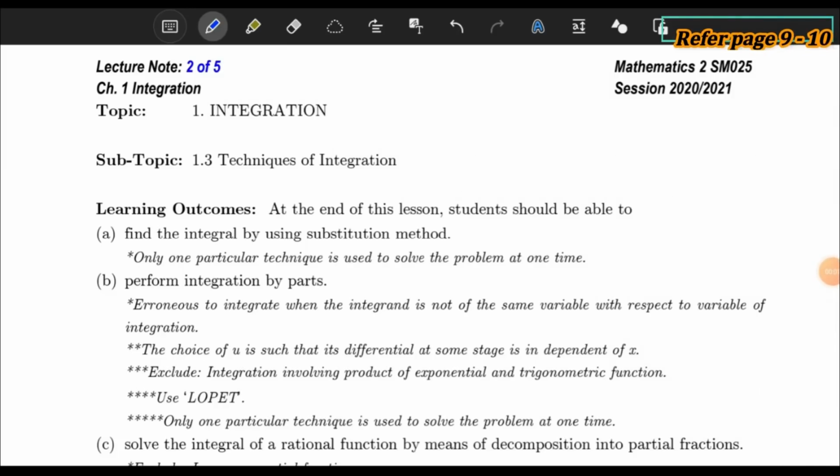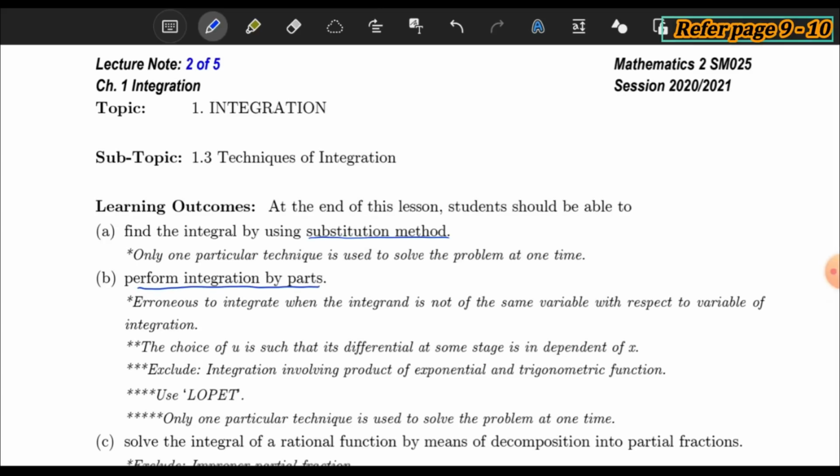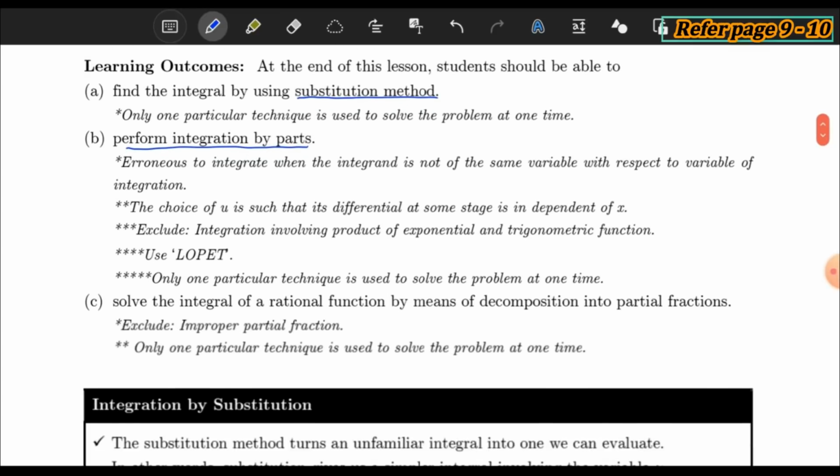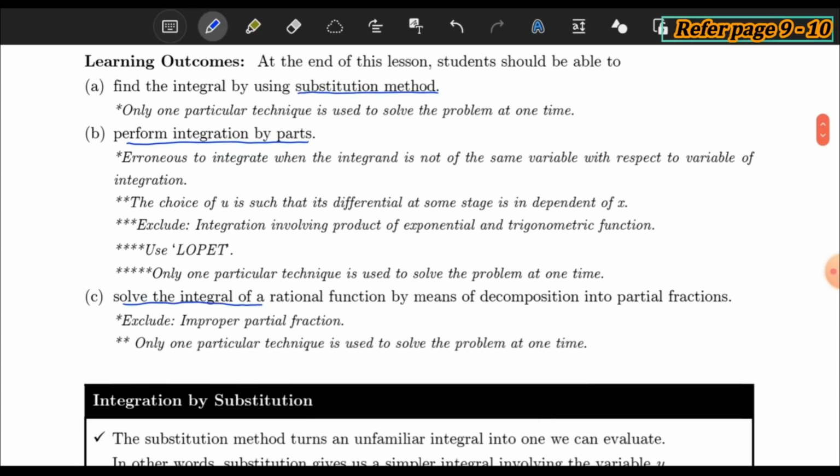Subtopic 1.3 Techniques of Integration. At the end of this lesson, students should be able to find the integral by using the substitution method, perform integration by parts, and solve the integral of a rational function by means of decomposition into partial fractions.